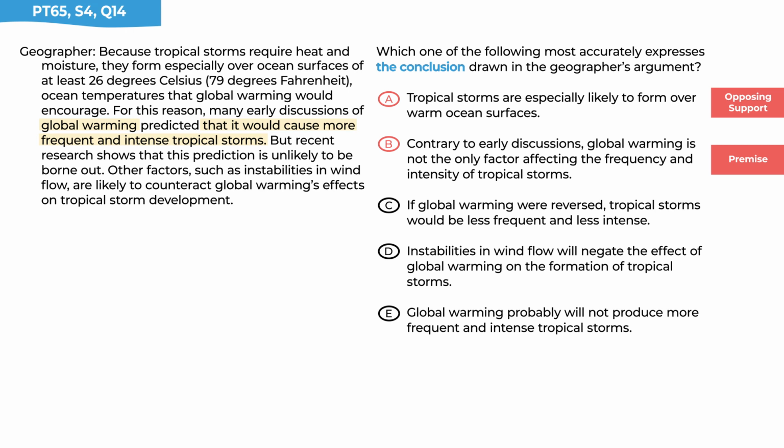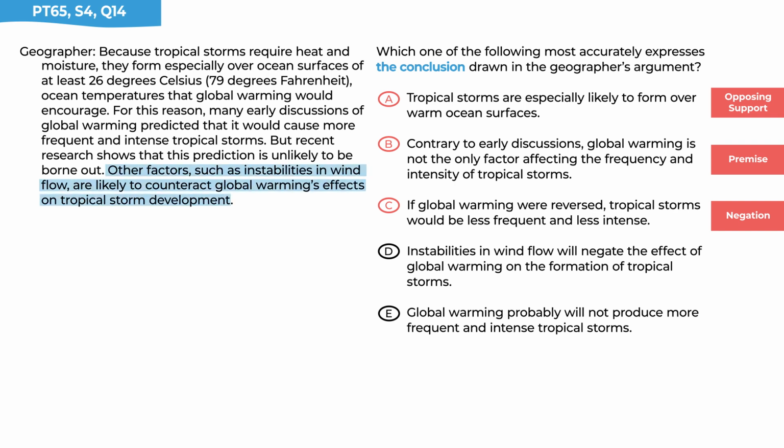So answer choice C, this negation of the opposing point, is actually a misconstrued perception of what the author's trying to say. Answer choice D says that instabilities in wind flow will negate the effect of global warming on the formation of tropical storms.